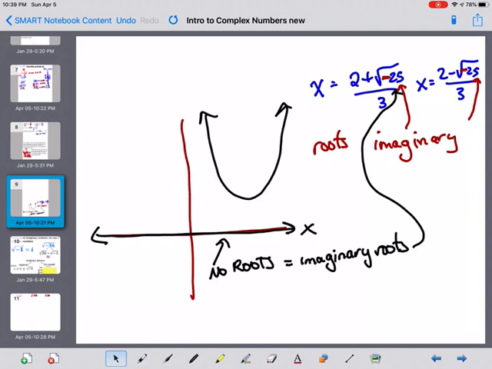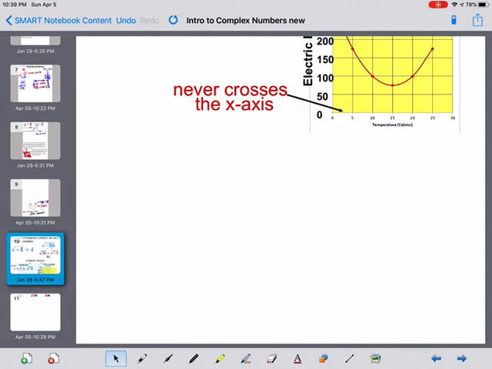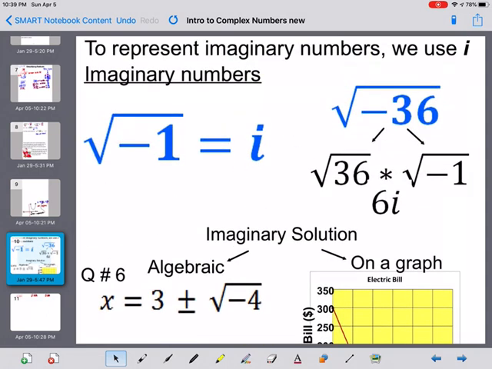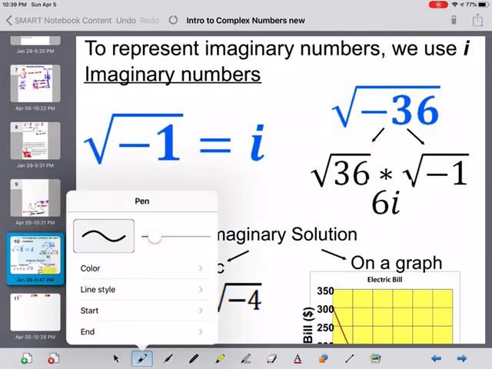Okay, so a lot of information. Take notes on it. Go slowly. Now, we're going to take a look at how we write imaginary numbers. So write this down in your notebook, okay?